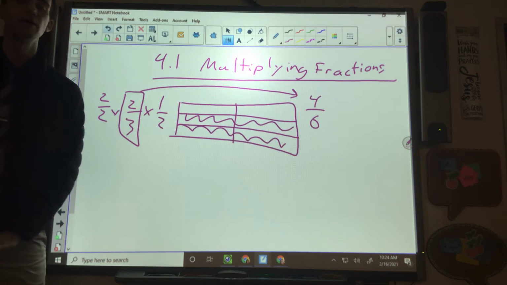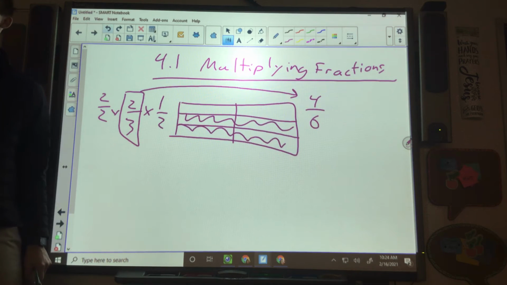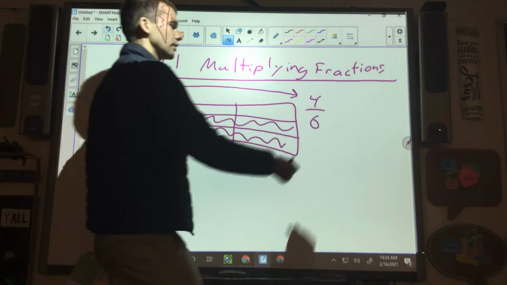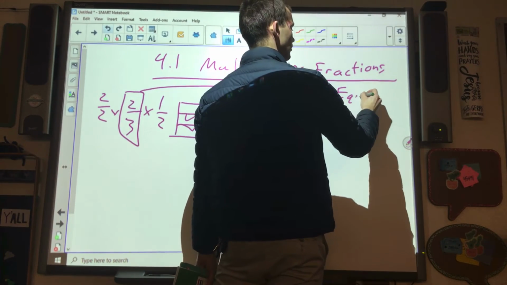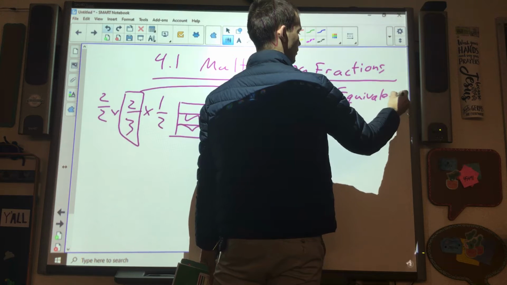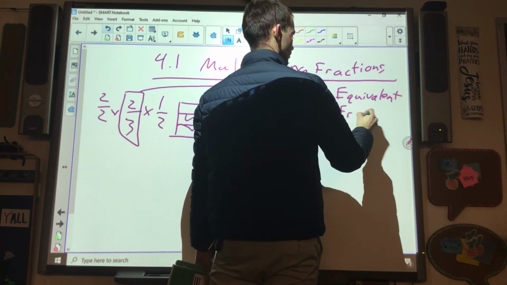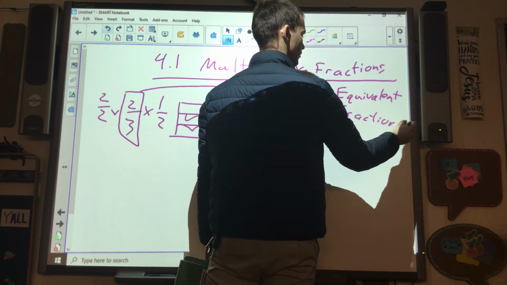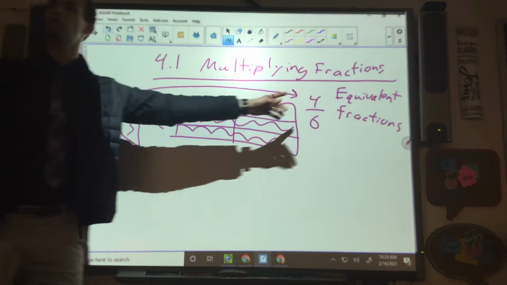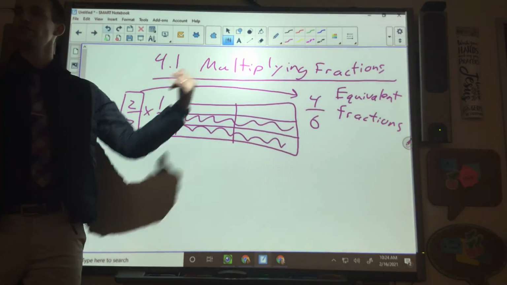They're basically the same. What's the name for fractions that are the same? Equivalent fractions. So 2/3 and 4/6 are equivalent.